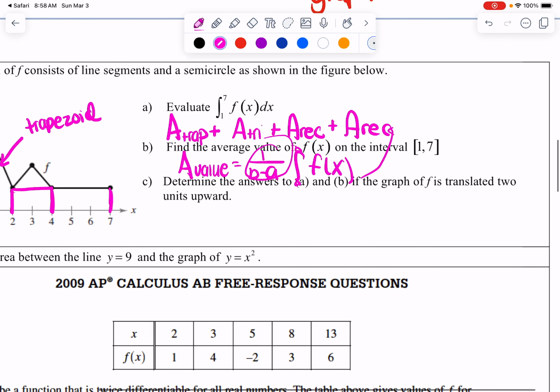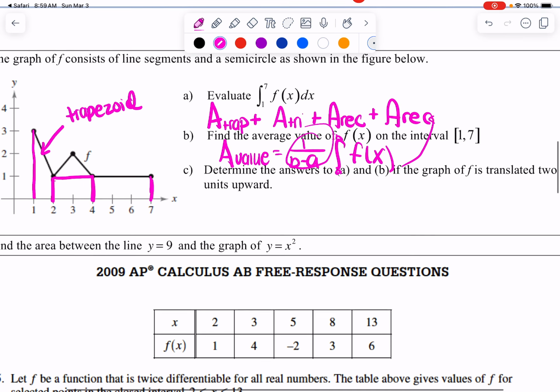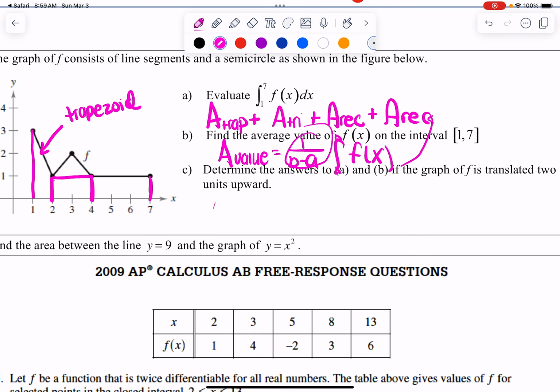And then for part C, I would finally connect all the dots together. So it says determine the answers to A and B if the graph of the F is translated 2 units upward. So I would basically say, okay, if we're talking about moving this graph 2 units upward, that changes the distance from the x-axis. Okay? I would talk about how in Algebra 2, they learned about translations, specifically vertical translations. What would happen with your function?